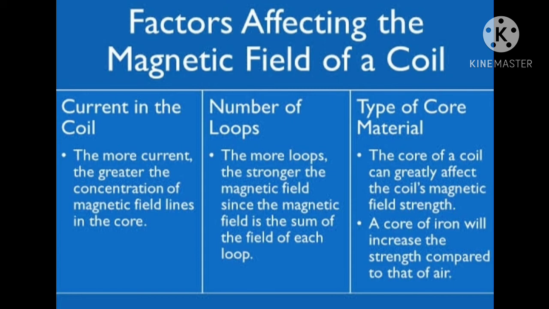That means if there is nothing placed inside the solenoid, then its field will be comparatively very weak. But if we place a soft iron core, then the strength of the magnetic field will be much higher. So these are the factors affecting the magnetic field of a coil.